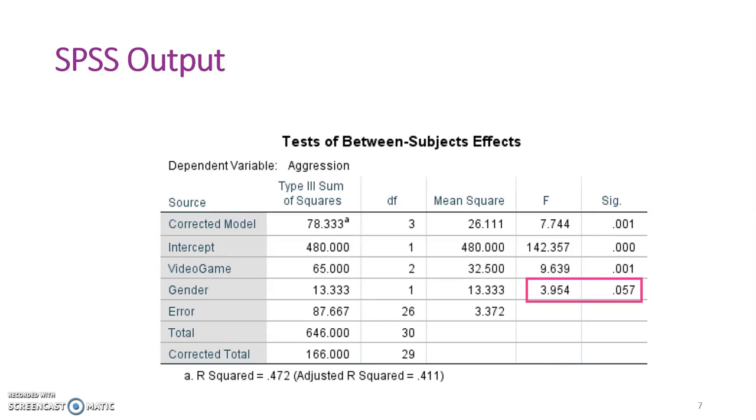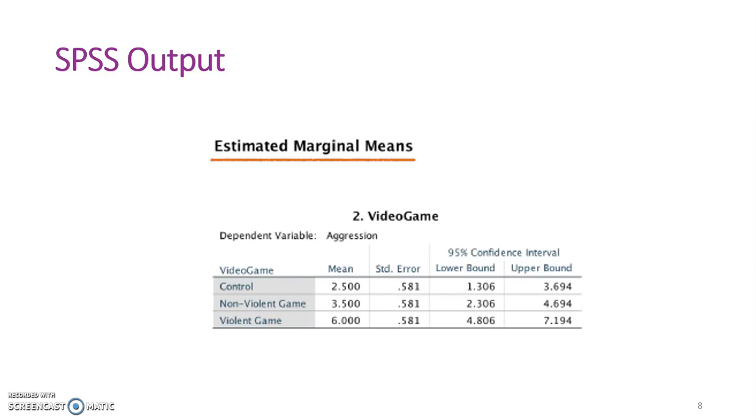And here's where we would find that information in the SPSS output. So now let's take a look at the estimated marginal means for the video game condition.